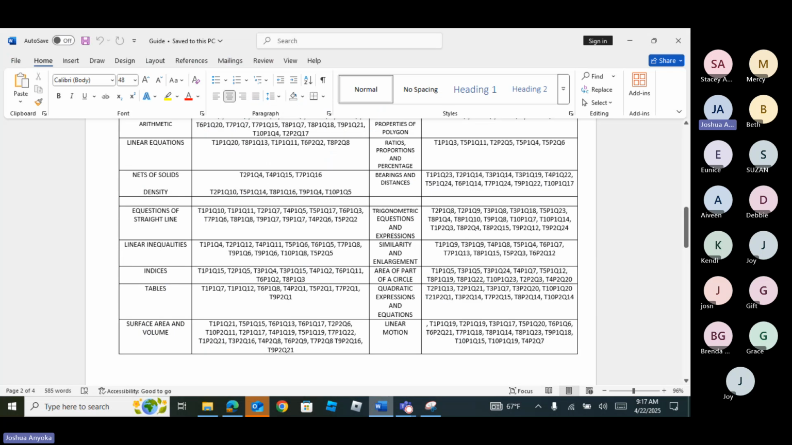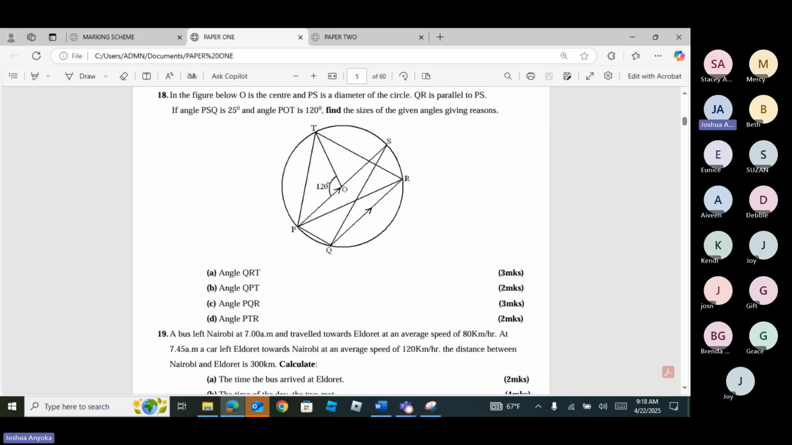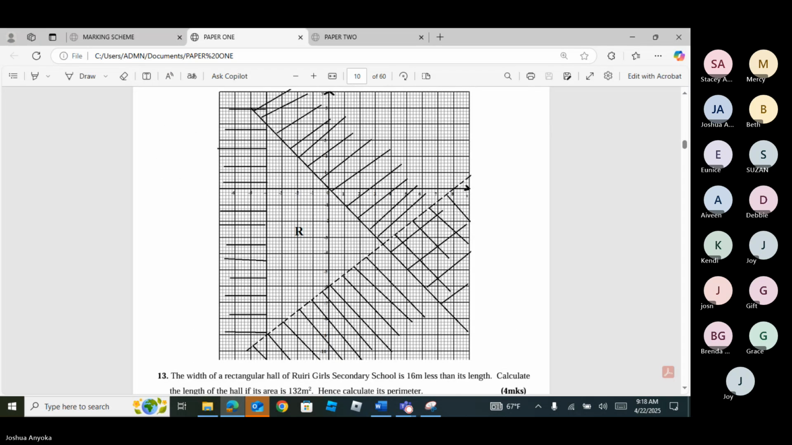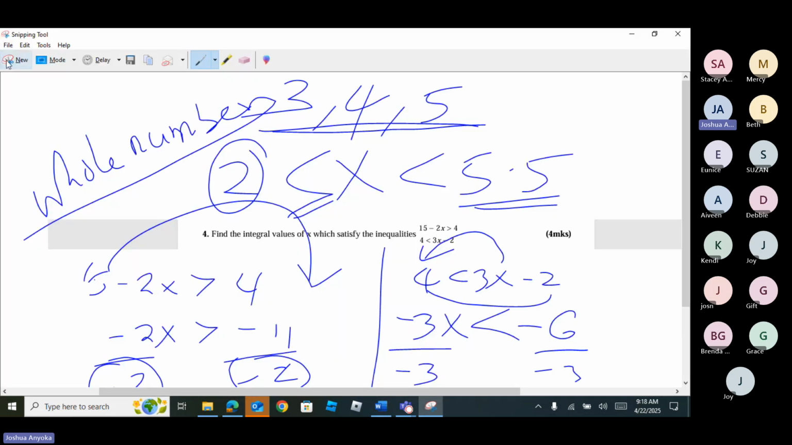Next question, linear inequalities. We have trial 2, paper 1, question 12. This one deals with formation of inequalities.